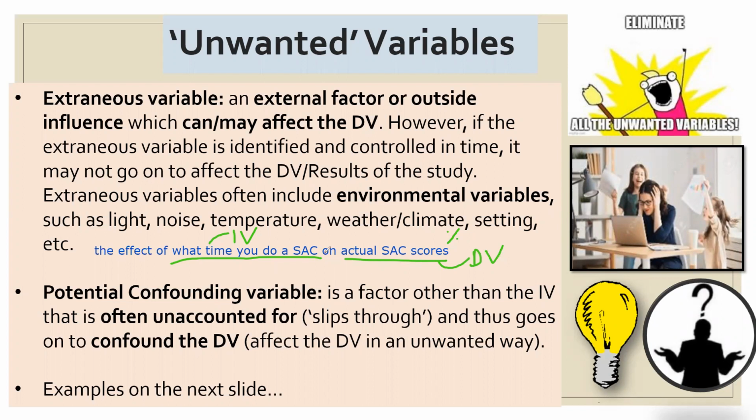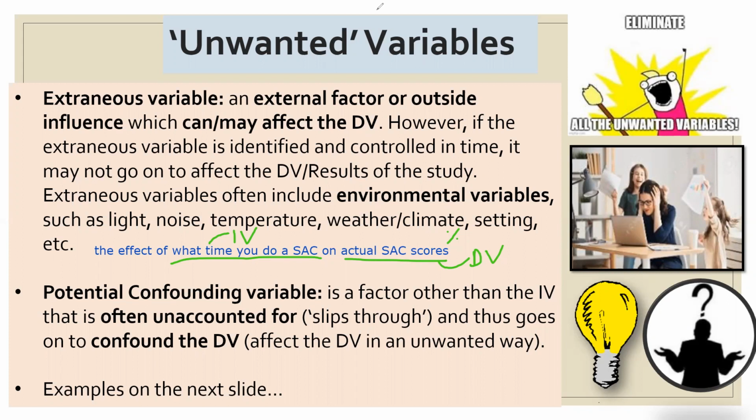So I might get, for example, our class to do the SAC in period 1 and then get another year 10 class to do their SAC in period 6 and then determine, okay, what are the different changes? Or if we want to make it more consistent, I might get the same group of students. I might get you guys to do a SAC in period 1 and then do another chapter SAC in period 6 and then basically see the difference in that same group of students when they do a SAC in period 1 versus period 6. Okay, so that's the IV and that's the DV.